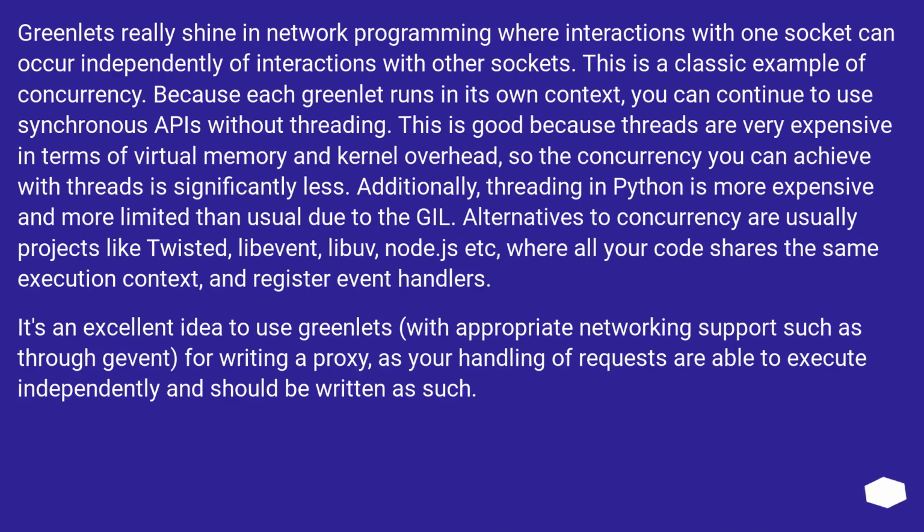Greenlets really shine in network programming where interactions with one socket can occur independently of interactions with other sockets. This is a classic example of concurrency. Because each greenlet runs in its own context, you can continue to use synchronous APIs without threading. This is good because threads are very expensive in terms of virtual memory and kernel overhead, so the concurrency you can achieve with threads is significantly less. Additionally, threading in Python is more expensive and more limited than usual due to the GIL.